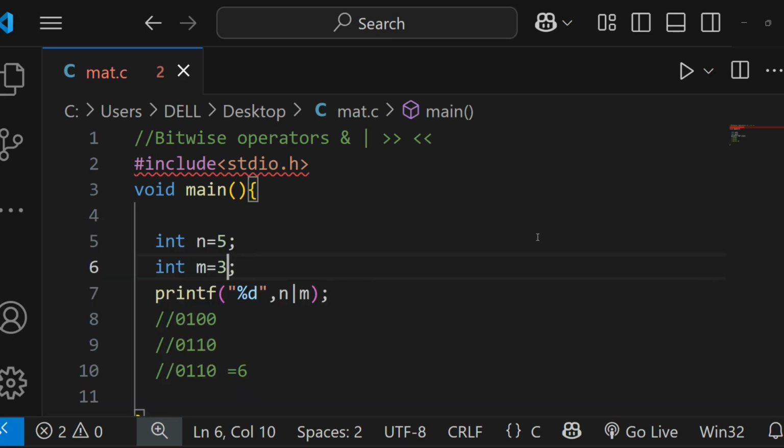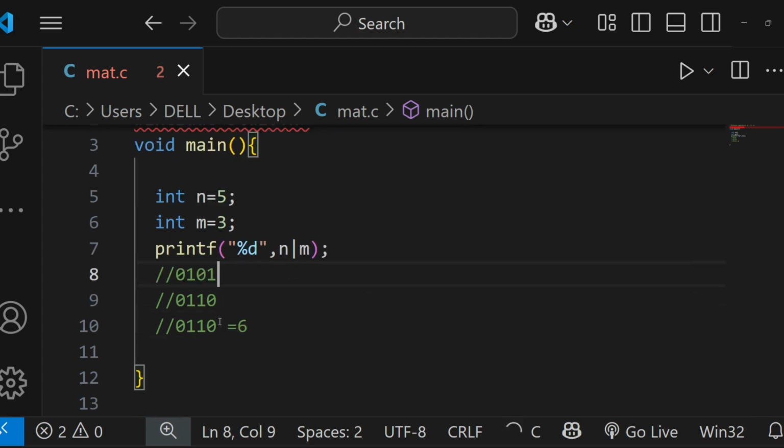How? 5 and 3? How is it possible to get 7? So we will see. We will change it to 5, so now it will be 0 1 0 1. So we know the binary.